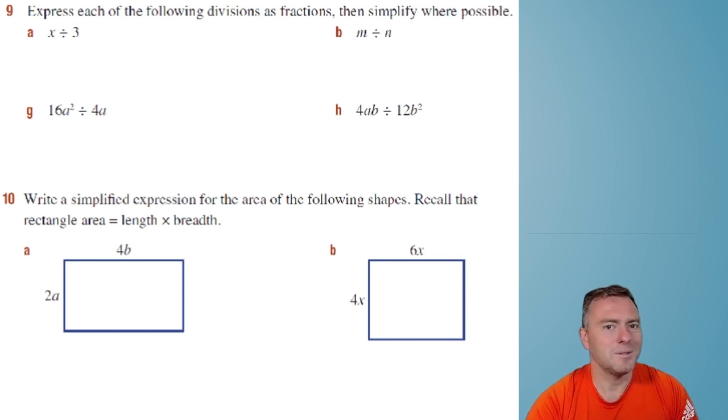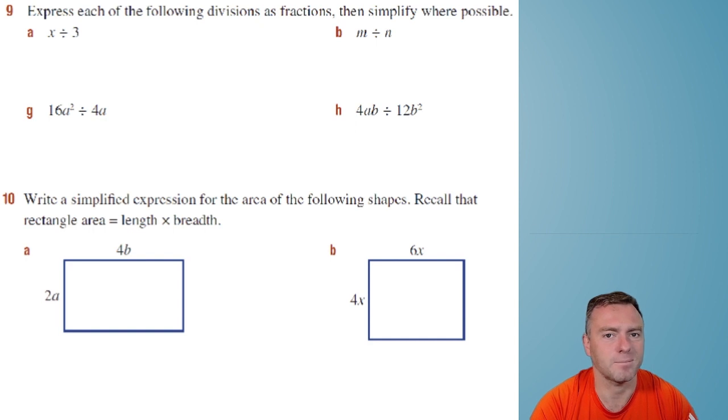So let's have a go at these ones. So express the following, just pause the video to see how you go. So with the first one, x divided by 3 is just x on 3. Next one is m on n. The next one we can just simplify that down to 4a.